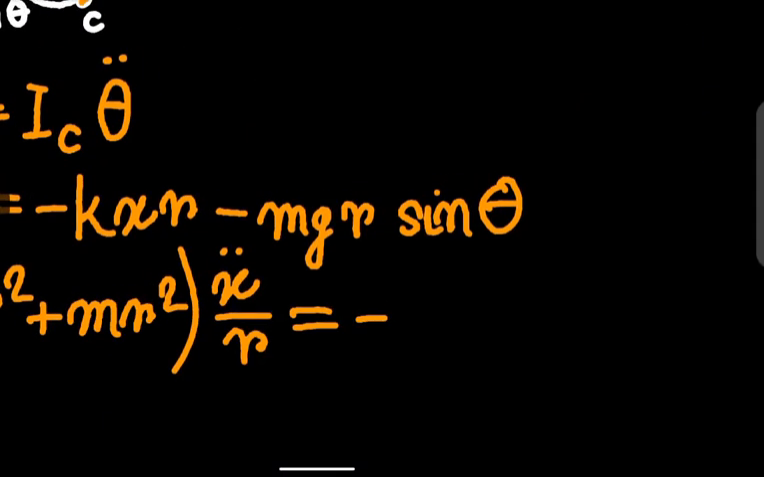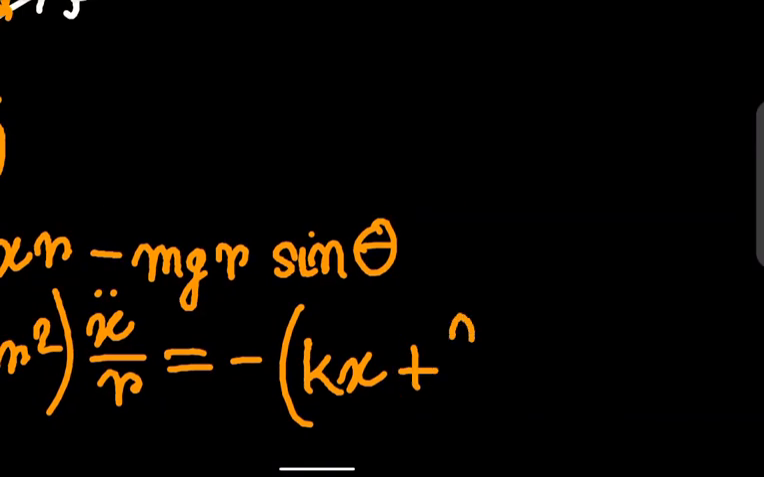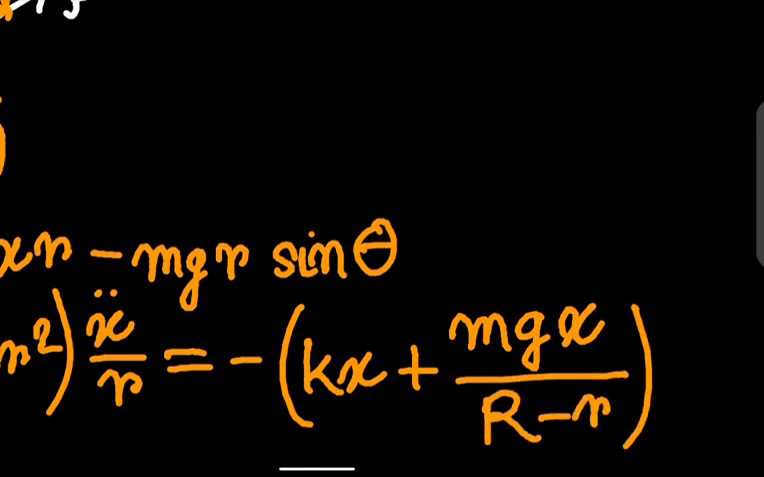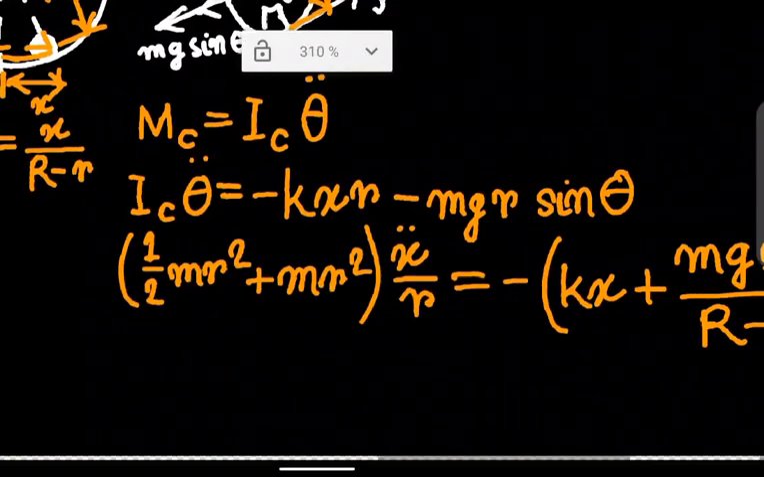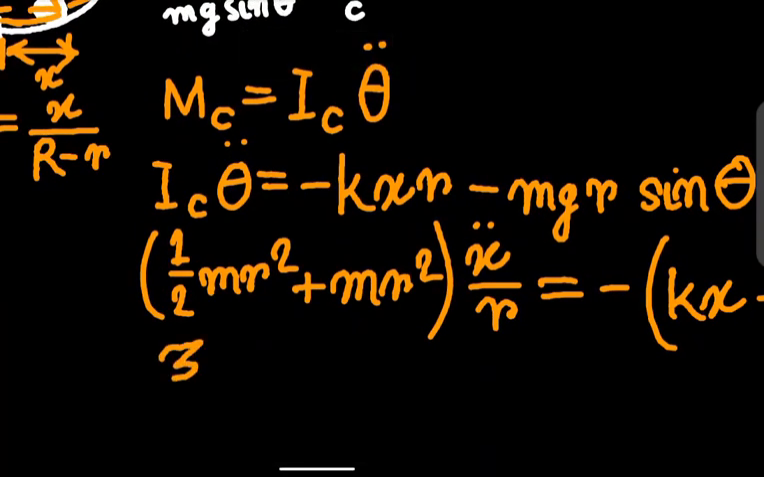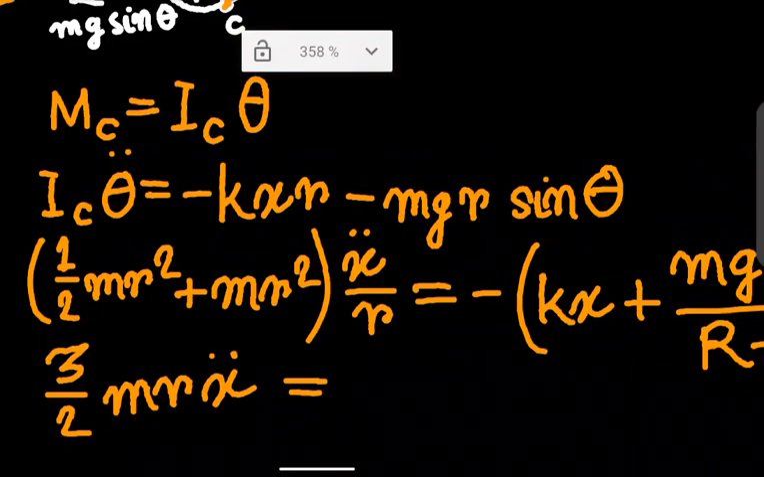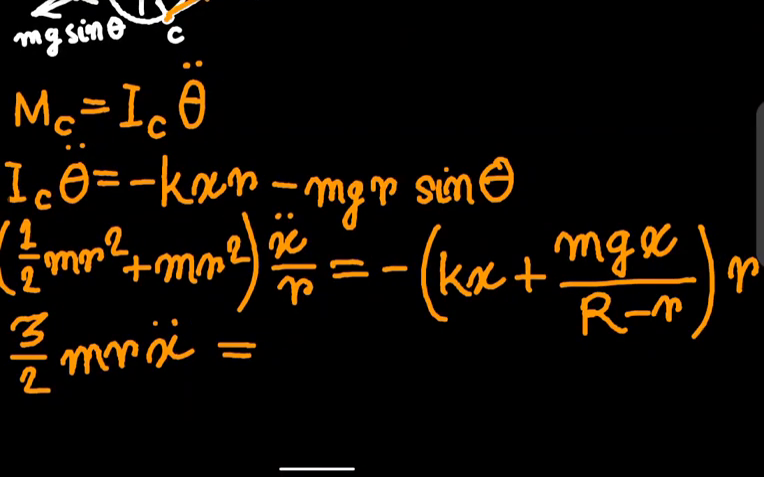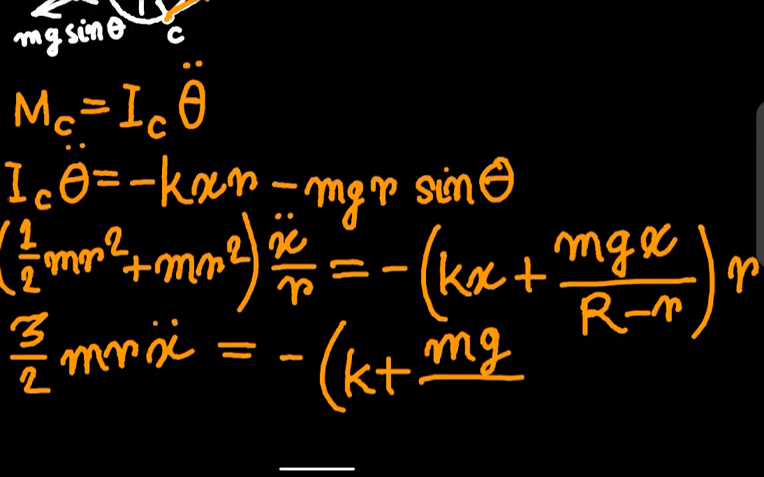So we can just write kx plus mgx divided by capital R minus small r, and an r in common. So this will be 3 by 2 mr square divided by r, which is r, times x double dot. And if you take the x in common also, this will be k plus mg divided by capital R minus small r, minus rx.